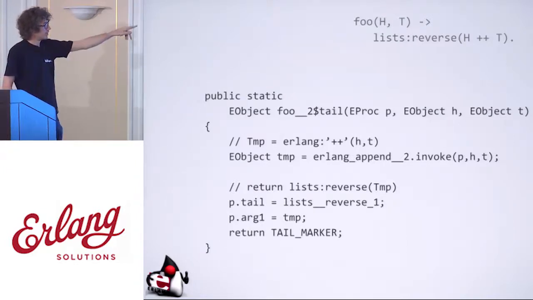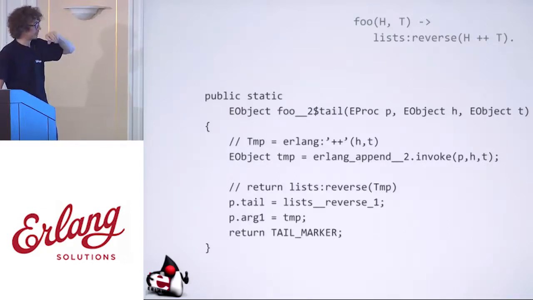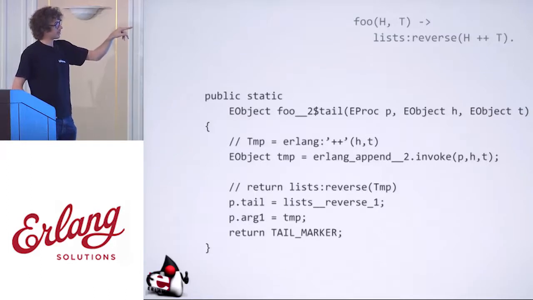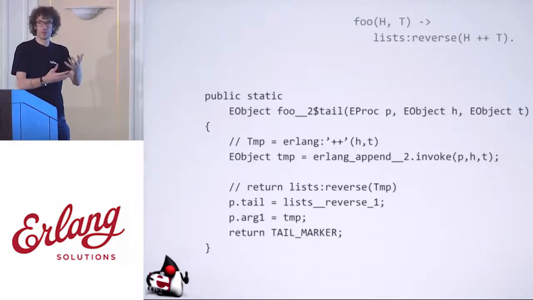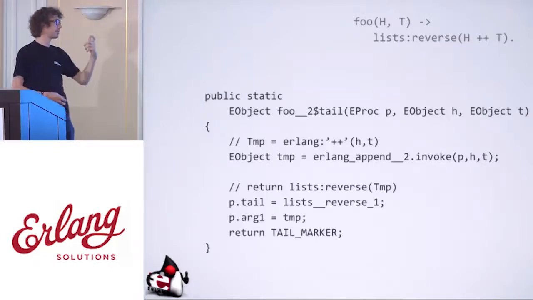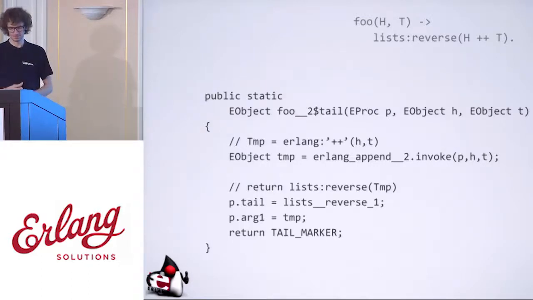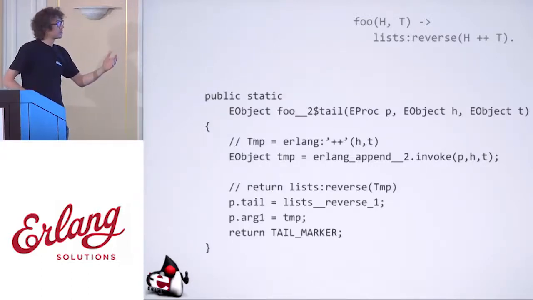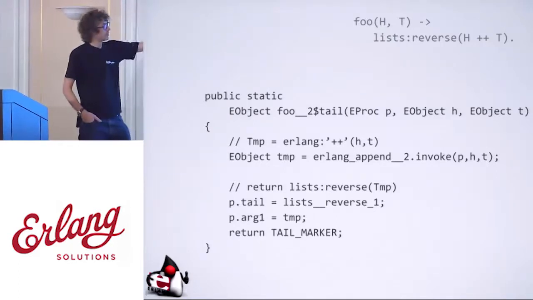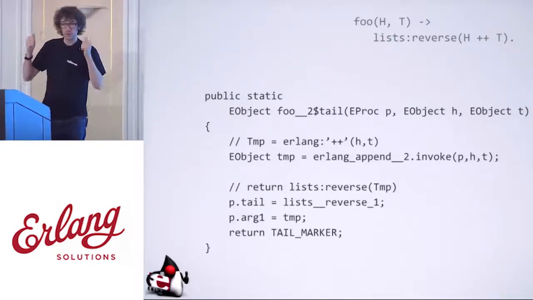The first thing is to invoke the plus plus function in the Erlang module. That's really just a normal exported function, as it's in the erlang module. So we'll assume we have a static global variable called erlang_append_2 that we can call invoke on. We'll come back to how that comes about. So that's just an invoke; erlang_append_2 refers to a function object that we can invoke. The next one is the tail recursive call to lists:reverse, which gets encoded because all functions have an extra argument, the EProc, which is an abstraction over the current process.